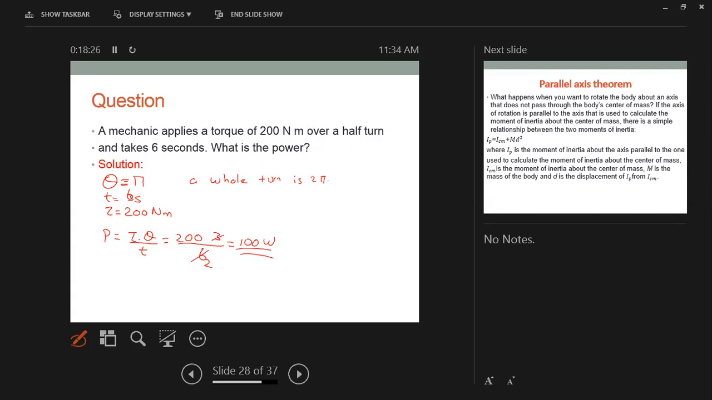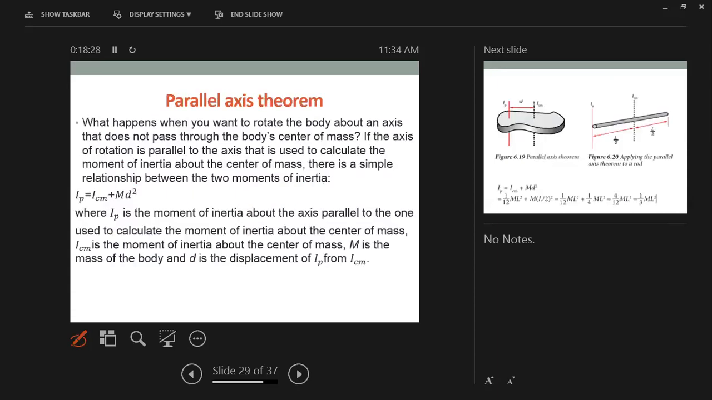So let's move on to the parallel axis theorem. The parallel axis theorem tells us to find the center of mass for the object. There is a simple relationship between two moments of inertia. So we are going to use this formula, I_P equals I_CM plus m d squared, to find the common moment of inertia for the two parallel axes.